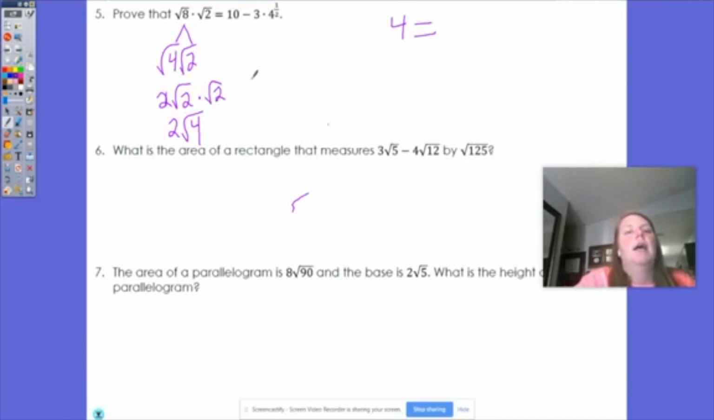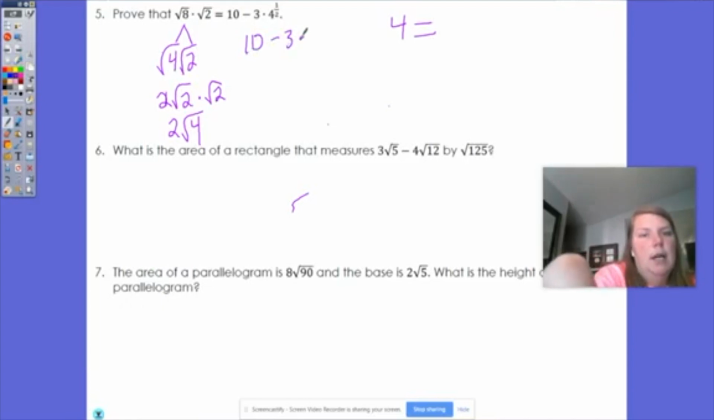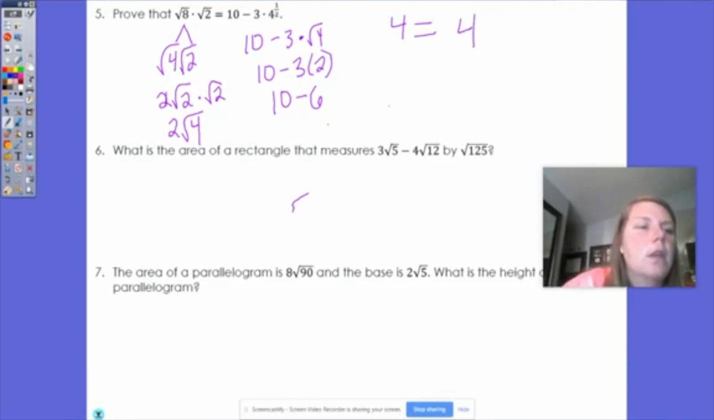On the right-hand side, we have 4 to the 1/2. So we have 10 minus 3 times the square root of 4. Well, the square root of 4 we know is 2. So 10 minus 3 times 2 would be 10 minus 6, which is also equal to 4.